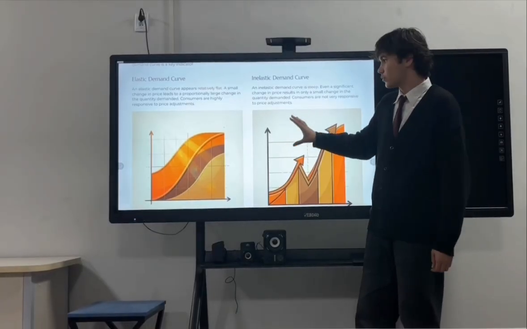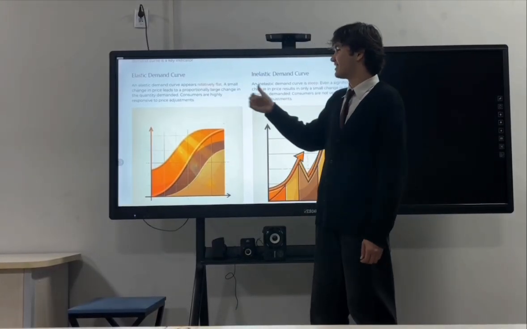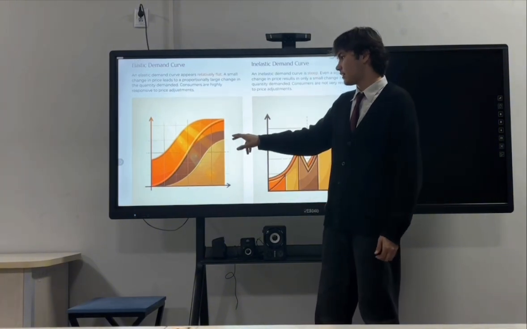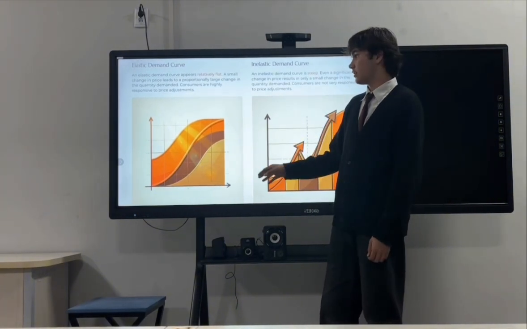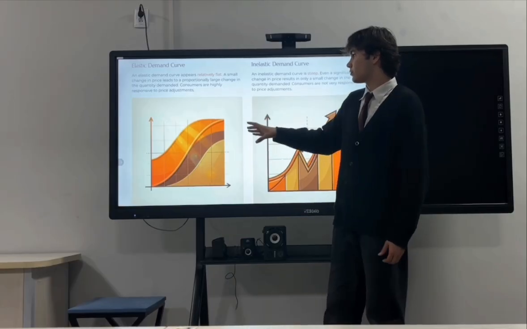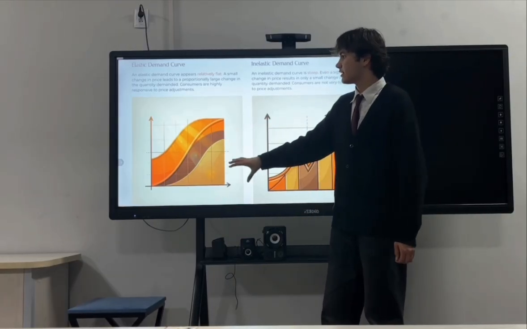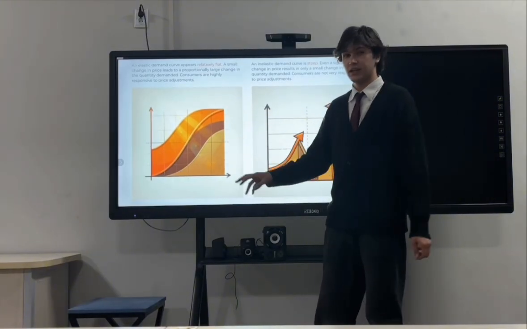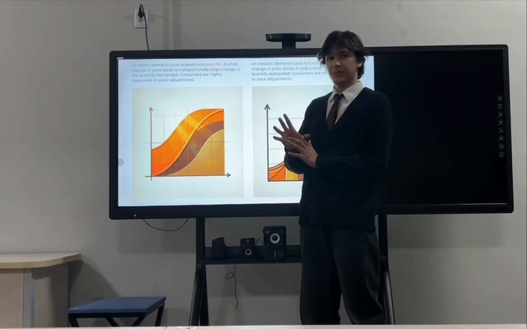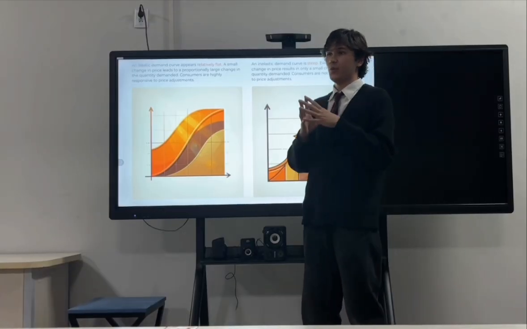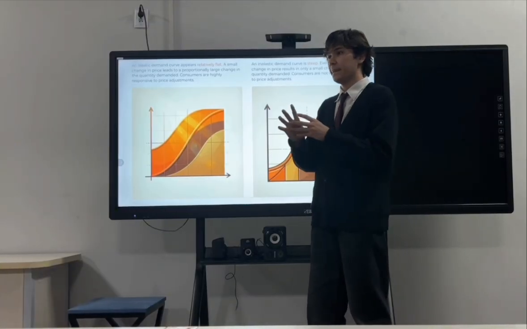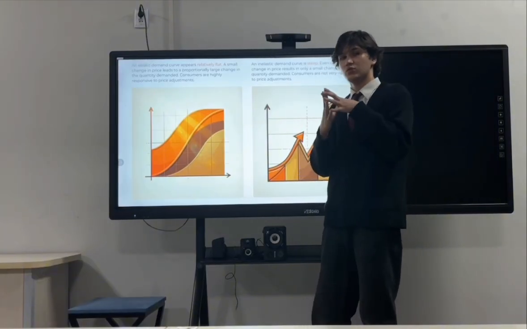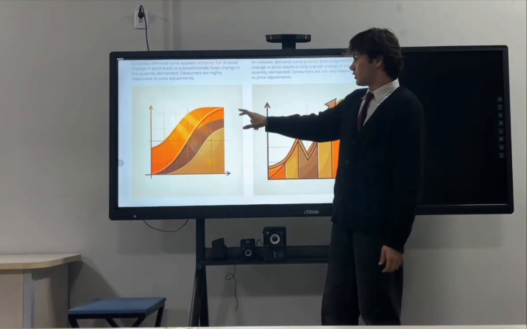Let's skip this one for a while. Maybe I should explain this. An elastic demand curve appears relatively flat. A small change in the price leads to a proportionally large change in the quantity demanded. Consumers are highly responsive to price adjustments. As I said before, a good can be in a very risky situation if we change the price, because people will react sharply. So here's a graph.